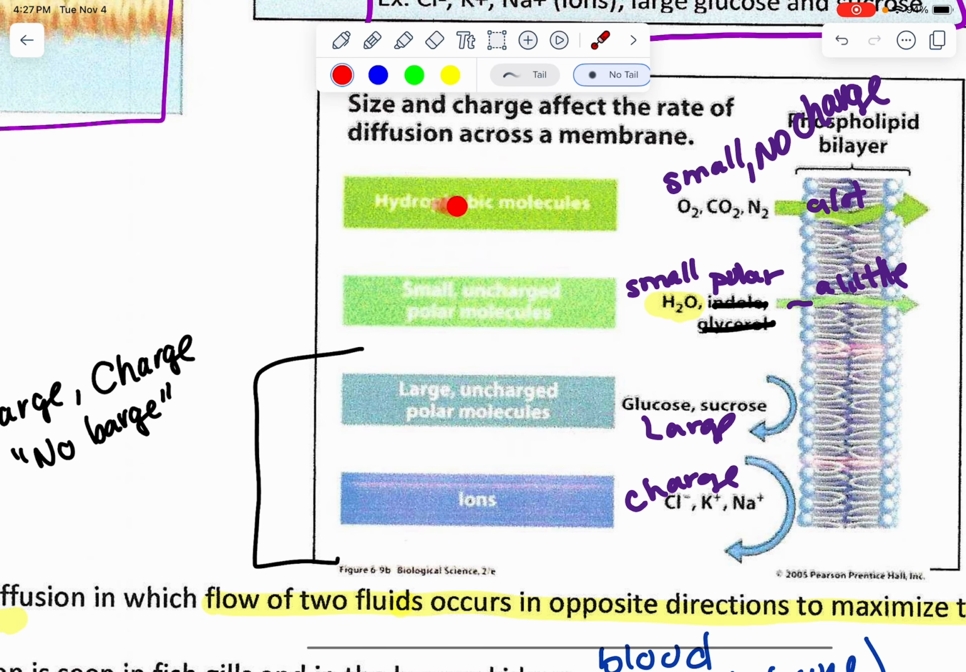So notice things that are totally hydrophobic, meaning they're small and they have no charge, like gases, can get through a lot. Things that are small but slightly charged, which means small polar things like water, can cross but a little, not as much as those. And you can cross out those words. I don't want you to memorize those molecules. Okay. And then things that are large or things that are charged, no barge. So just kind of memorize that.